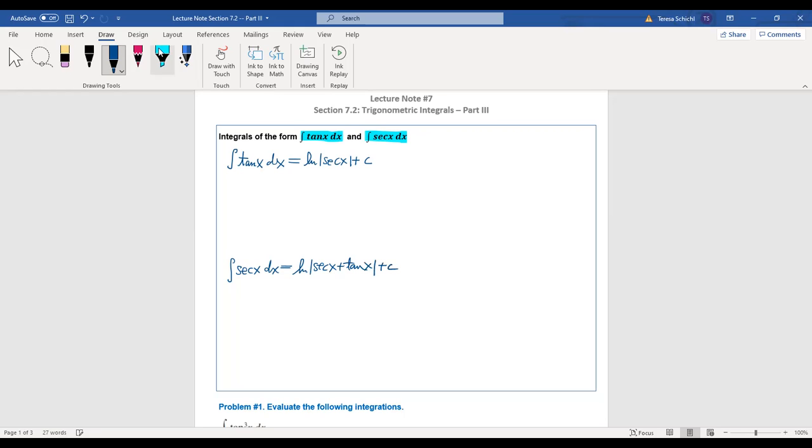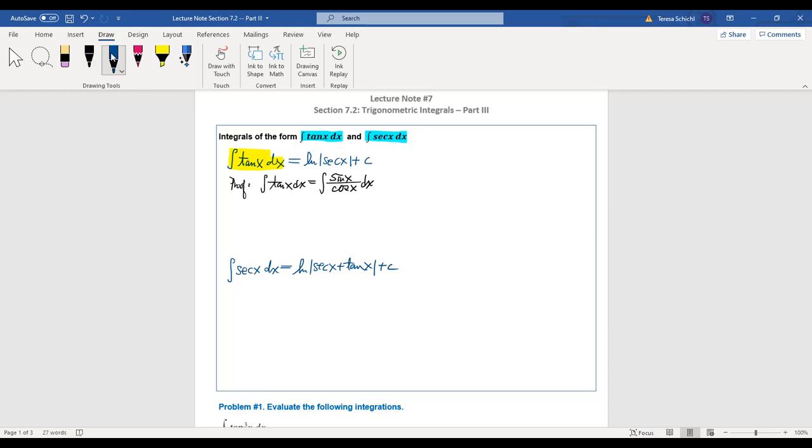All right, so now let's take a look at our first formula. Why is the integral of tangent x equal to this? In fact, this one is very easy to prove, because we know tangent x dx, tangent we know is what? It's sine over cosine, right? Because in part 1 of this lecture, we looked at the combination of sine and cosine here.